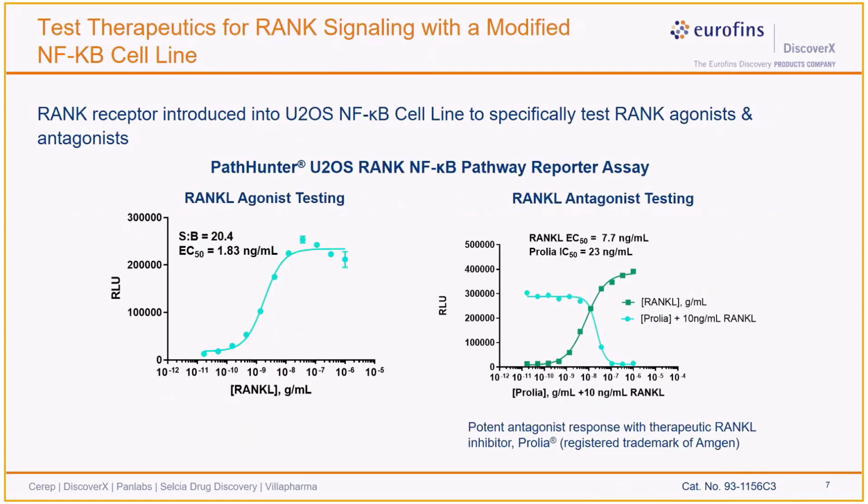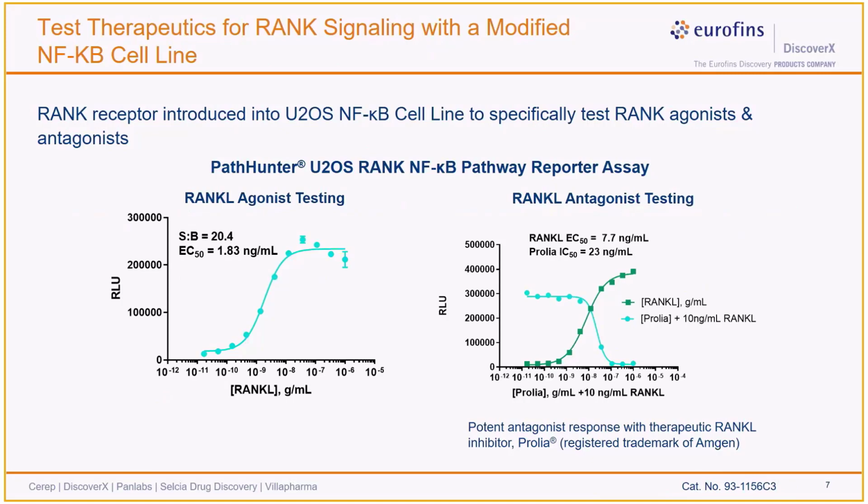So on this slide is shown the data with the RANK NFkB pathway reporter assay, which was created by RANK gene transfer into the U2OS NFkB pathway reporter cells. And this was used to generate a sensitive assay for RANK activation by RANKL with an EC50 value in the nanogram per mL range, and this data is shown on the left.